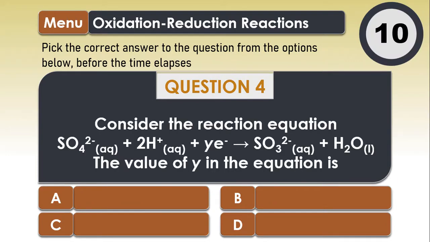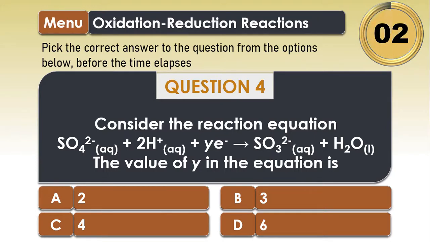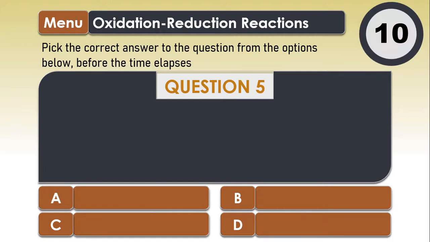Question 4. Consider the reaction equation as shown on the screen. The value of Y in the equation is A, 2, B, 3, C, 4, and D, 6. The correct answer is A, 2.